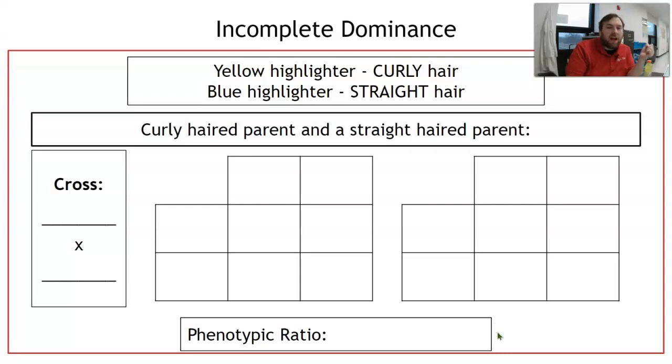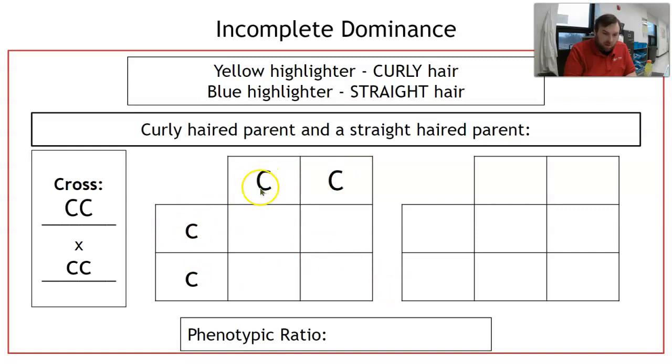So looking at number 5 here, we have a curly-haired parent mixing with a straight-haired parent. In this case, we know the curly-haired parent would have to have a capital C genotype, and the straight-haired parent would have to have a lowercase c genotype. And that is exactly how we're going to cross them here. Just like normal, we're going to put them into the Punnett square here. I put the curly-haired parent at the top and the straight-haired parent to the left side there.